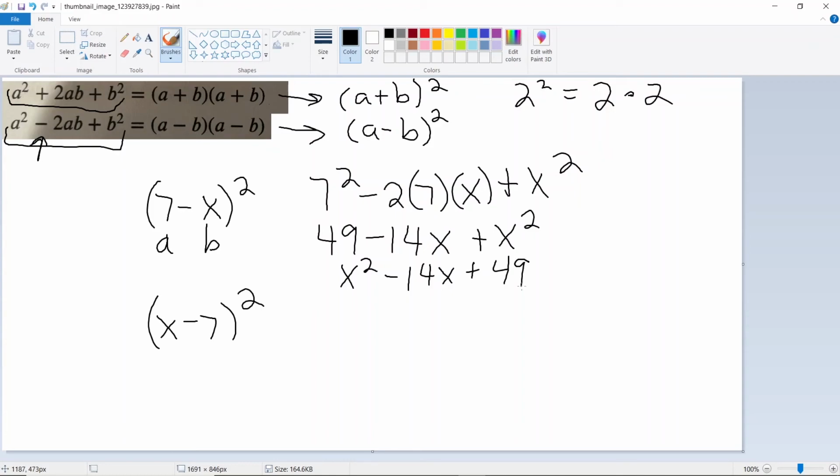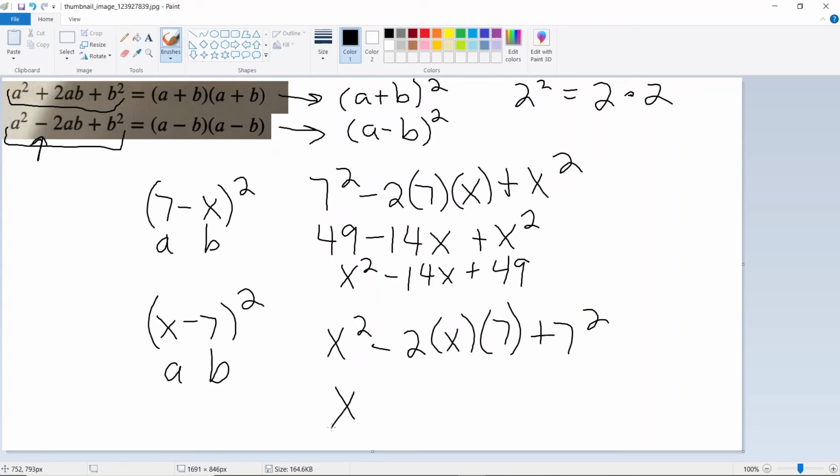Okay? And then this one, watch what happens. It's going to be x squared minus 2 times x times 7 plus 7 squared, which is x squared minus 14x plus 49. It's okay, it comes out the same. But anyway, that's the pattern.